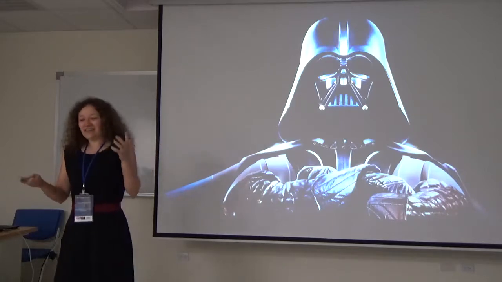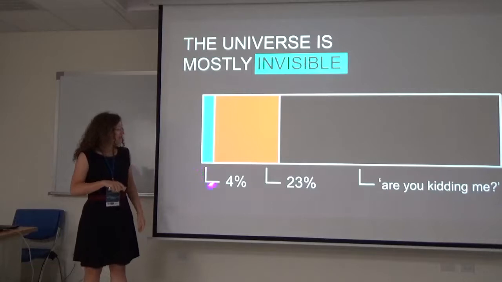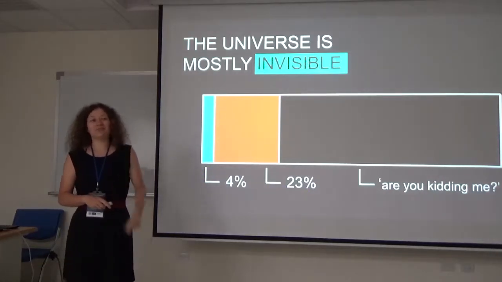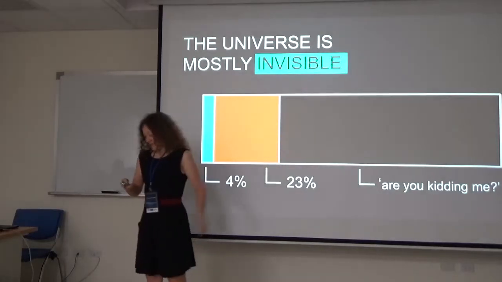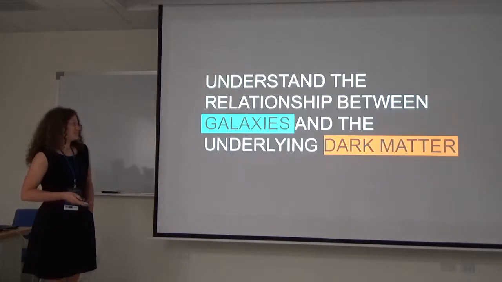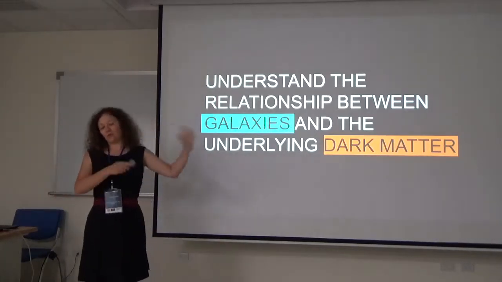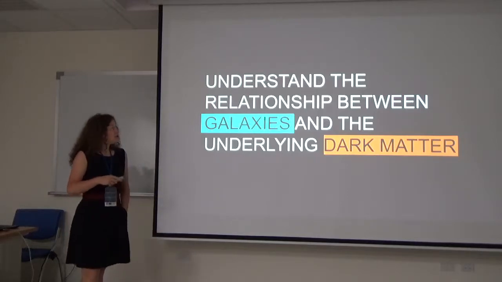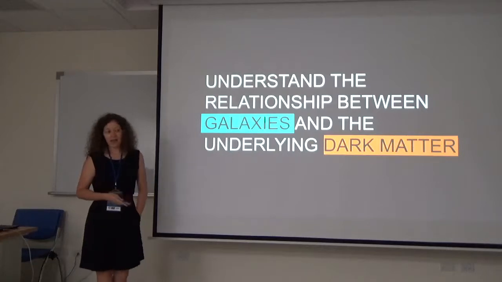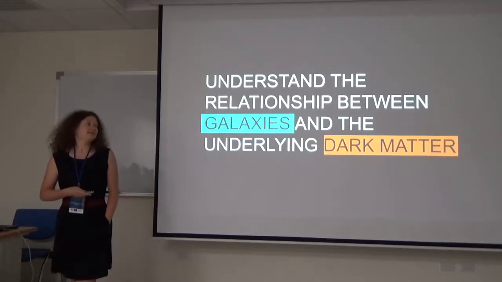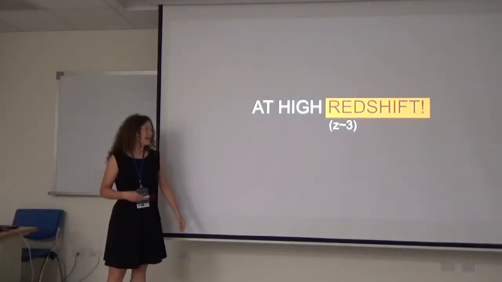The problem with the dark side of the universe is that it's dominant. I mean, we all know that we can see a very, very tiny fraction of the universe. The rest is dark matter, and the rest is something which we call dark energy. So, in order to understand how the large-scale structure evolves from one point to another, we need to understand the relationship between galaxies and the underlying dark matter. And this understanding is the most important at high redshift, and by high redshift here I mean redshift 3.